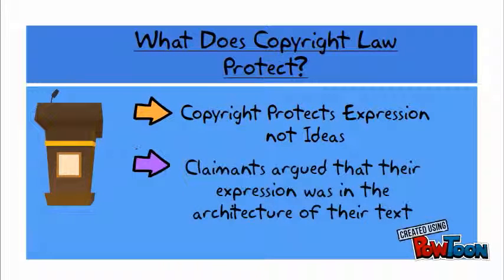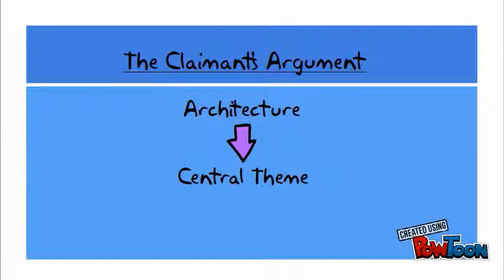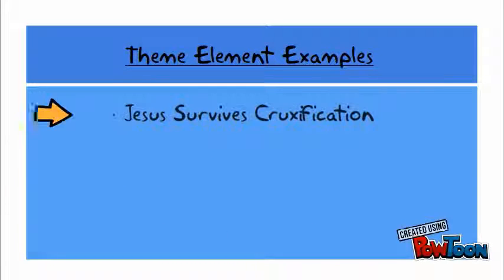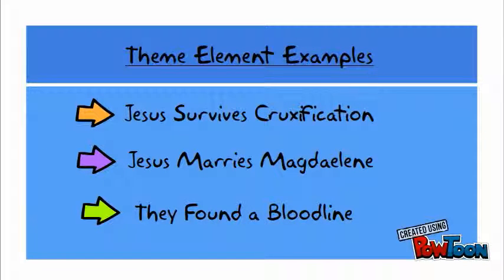As such, the claimants argued that their expression was in the architecture of their text, that is, the way in which the text was put together. They argued that this architecture was represented by a central theme, divided into 15 theme elements. These include Jesus surviving crucifixion, marrying Mary Magdalene, and founding a bloodline.